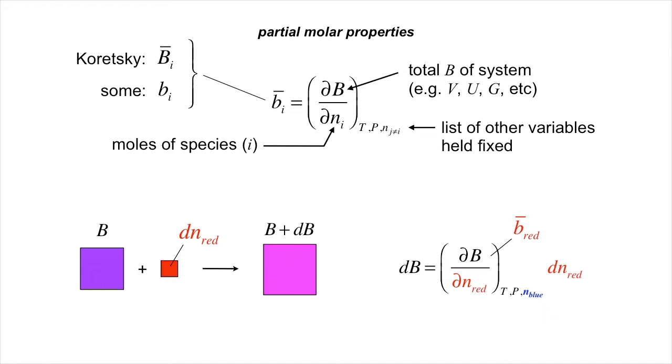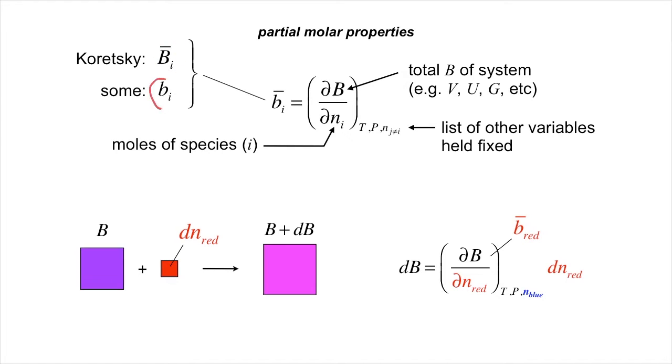Unfortunately, textbooks and journal authors seldom agree on the symbols used for partial molar properties. Koretsky and some other authors use a capital letter with an overbar, tilde or caret, or other particle over it, and a subscript indicating the species being manipulated. I'm fine with the overbar, but personally don't like the use of a capital letter since it is inconsistent with the use of a lowercase letter for regular molar properties.